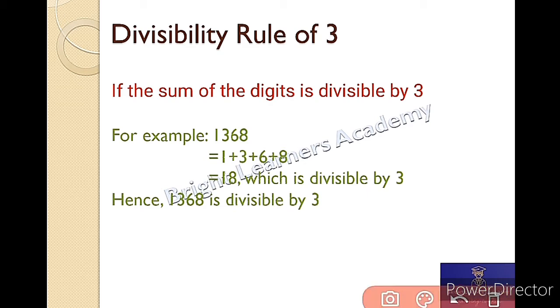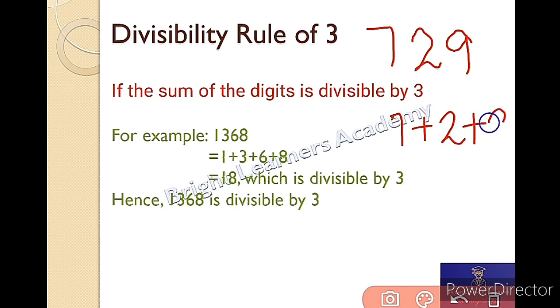Let's take one more example. Suppose the number is 729. If we have to check whether 729 is divisible by 3 or not, what should we do? We have to just add these digits. So it means 7 plus 2 plus 9. So it is 18. And again 18 comes in the table of 3. It means this number is divisible by 3. So you don't need to divide the whole number. You have to just add the digits. Okay. This is very simple also, like 2.